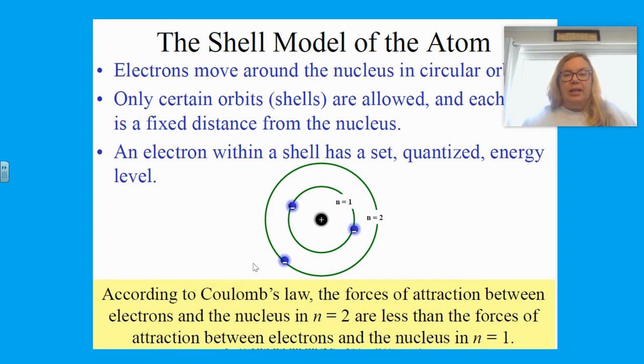So again, looking back at the shell model of the atom, we know according to Bohr, there was a two-dimensional set, and they were quantized, meaning that we had a first energy level and a second energy level. And according to Coulomb's law, the force of attraction between the electrons and the nucleus in N2 is less than the force of attraction between the electrons and the nucleus in N1. And that's simply because the distance is shorter, therefore making the overall attraction force larger.